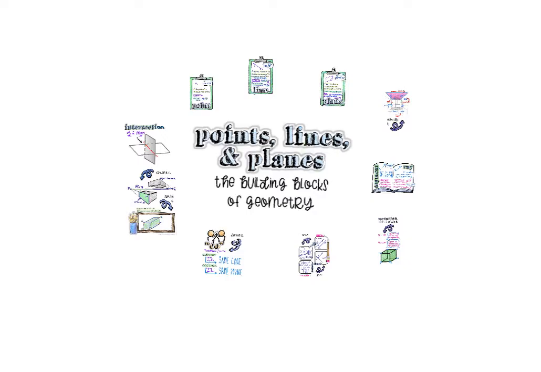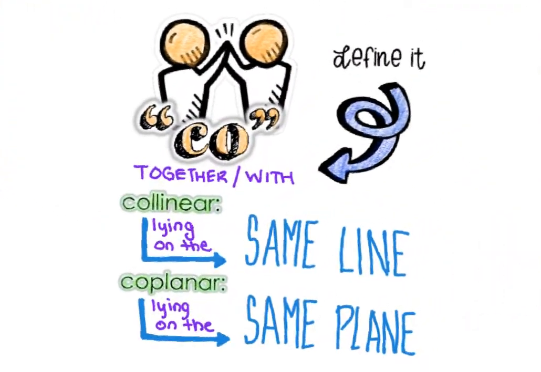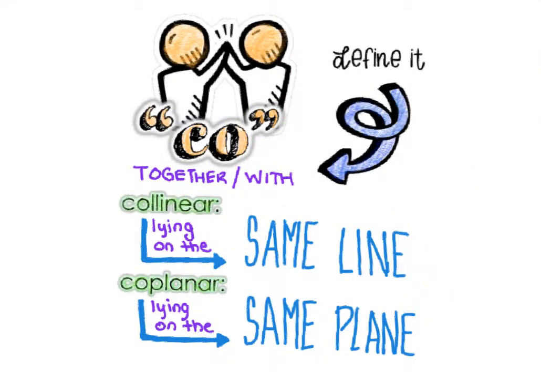Let's move over now and discuss the ideas of collinear and coplanar. Collinear refers to lying on the same line, while coplanar refers to lying on the same plane. So if 2 points are collinear, they are on the same line. If 2 lines are coplanar, they are on the same plane.